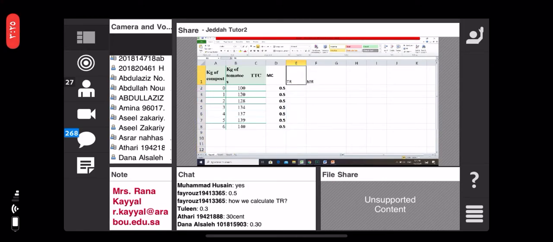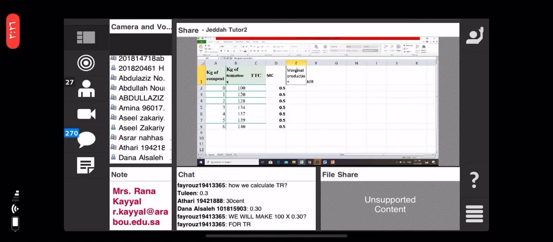What you can do is calculate something we call marginal production. From the last chapter, what was marginal production? The additional units produced.